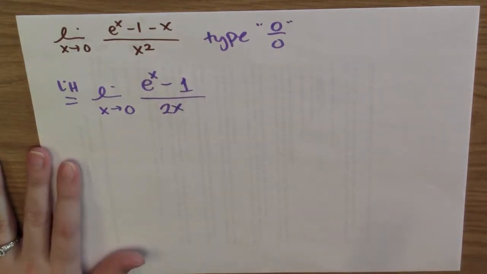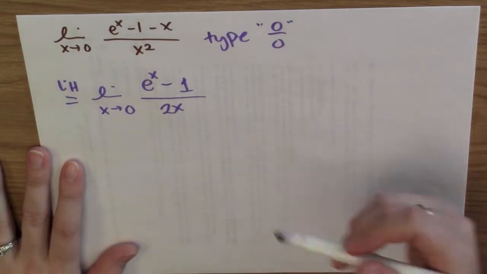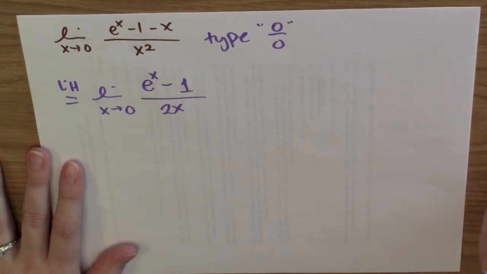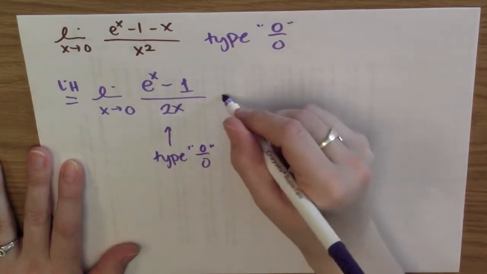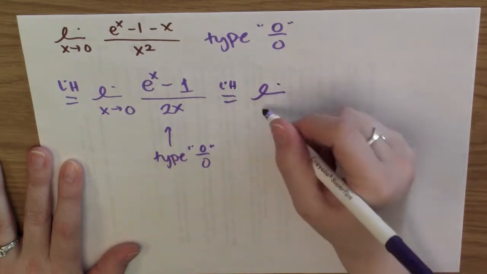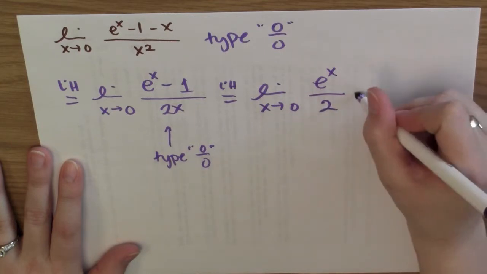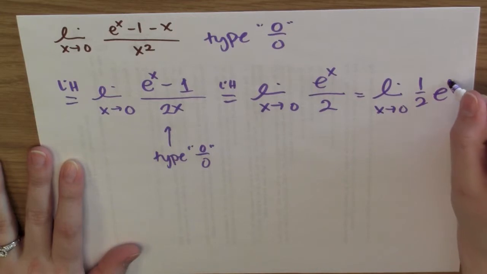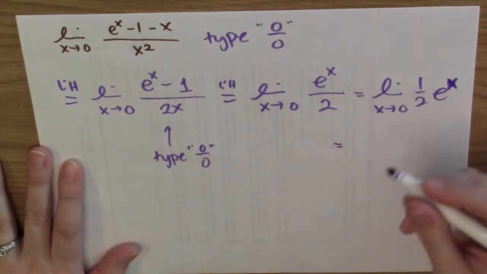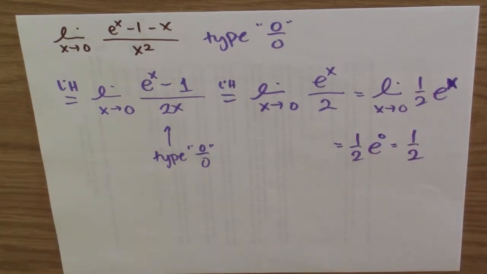Well, I don't really know what to do with this limit, so I investigate again what happens as I get close to 0. Well, e to the 0 is still 1, so I have 0 on the top, and 2x goes to 0 as x goes to 0. So this part is still type 0 over 0, which means I can use L'Hopital's rule again. So I get the limit as x approaches 0, derivative of the top is e to the x, derivative of the bottom is 2. So this is the limit as x approaches 0 of 1/2 e to the x, or again, e to the x is continuous at 0, so 1/2 e to the 0, or just 1/2 times 1, or 1/2.